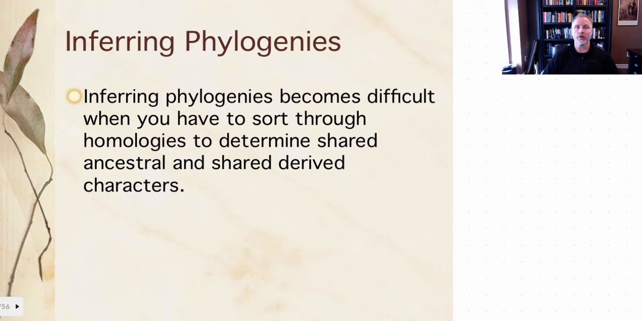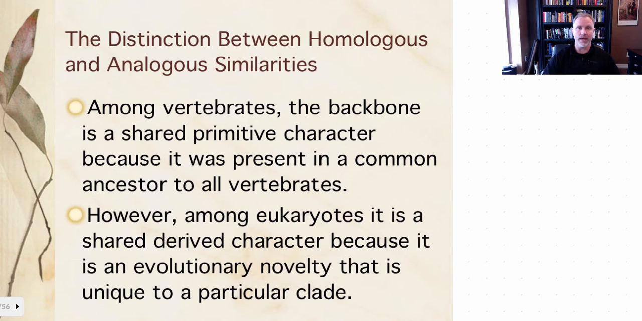Okay, so when we're inferring these phylogenies, it becomes difficult when we have to sort through all the different homologies that determine whether we have shared ancestral or shared derived characteristics. Among vertebrates, the backbone is a shared primitive, or shared ancestral, character because it is present in the ancestor to all vertebrates. But when comparing different animals to other organisms, it's a shared derived character because it's an evolutionary novelty, while it's a shared primitive character when you're looking at it in terms of vertebrates.